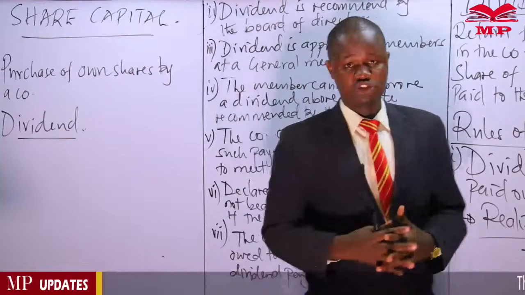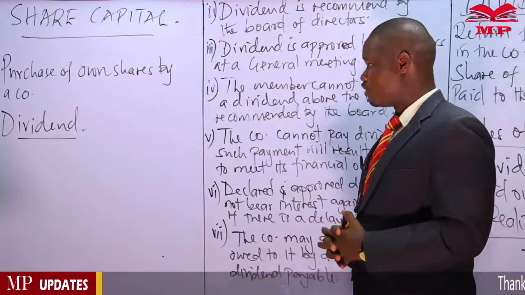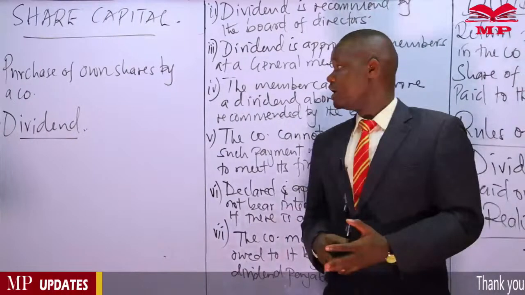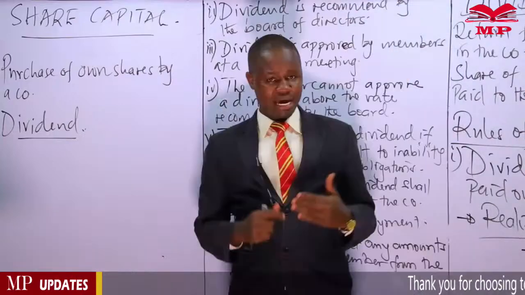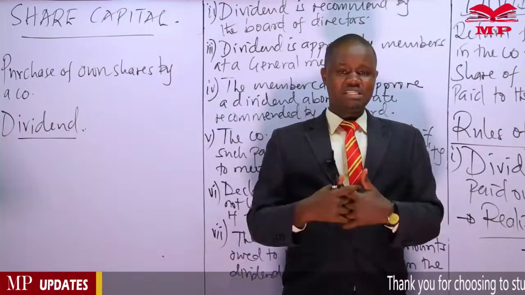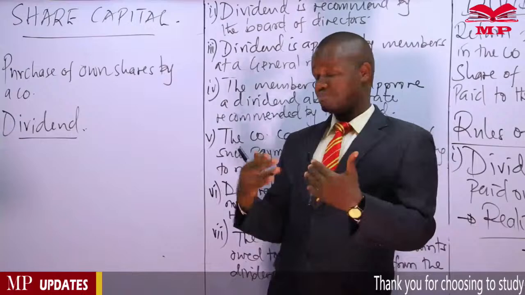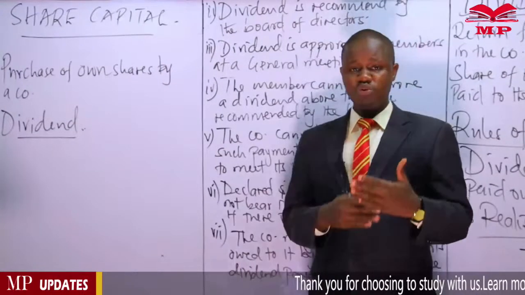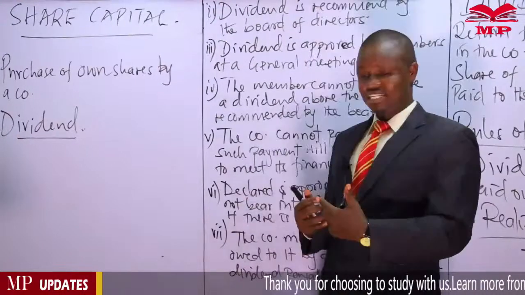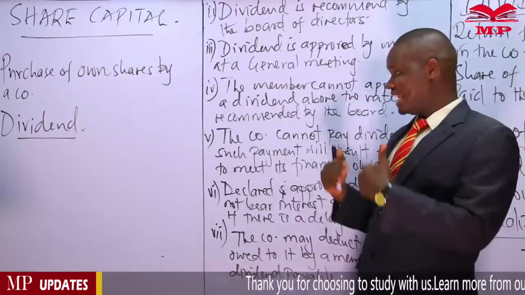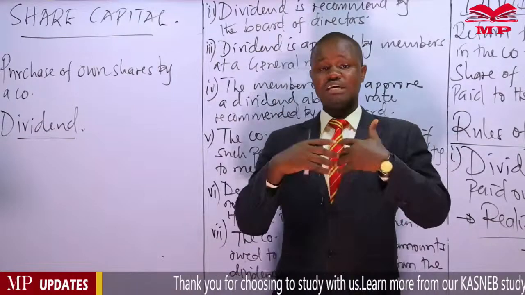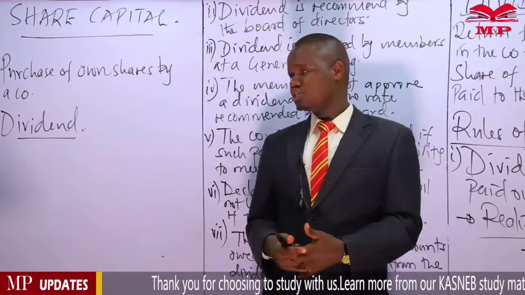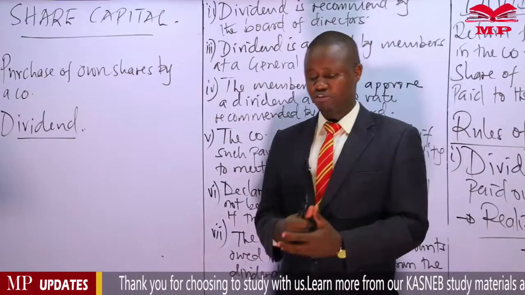So class, that brings us to the end of our lesson number 4. If we can recap what we have looked at so far, we have looked at the purchase of own shares by a company, where expressly such purchase has been prohibited. We have also looked at exceptional circumstances where such purchase can be done and the financing for the purchase can also be done. We have also looked at dividend, what it is, the rules relating to payment of dividend, and we have also made a mention of the procedure to be followed by companies.